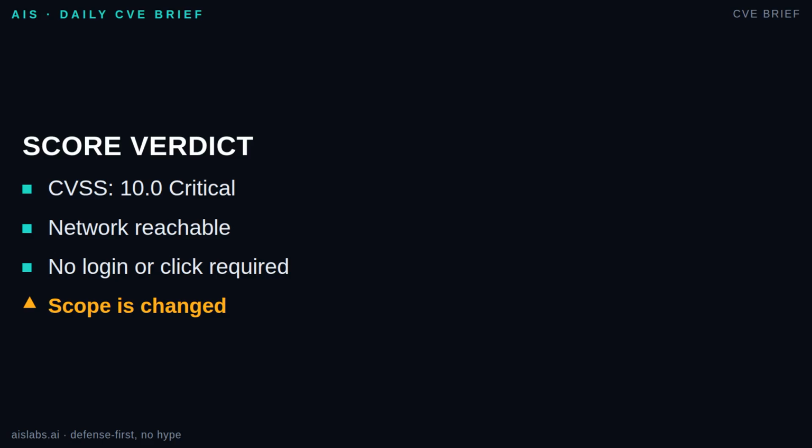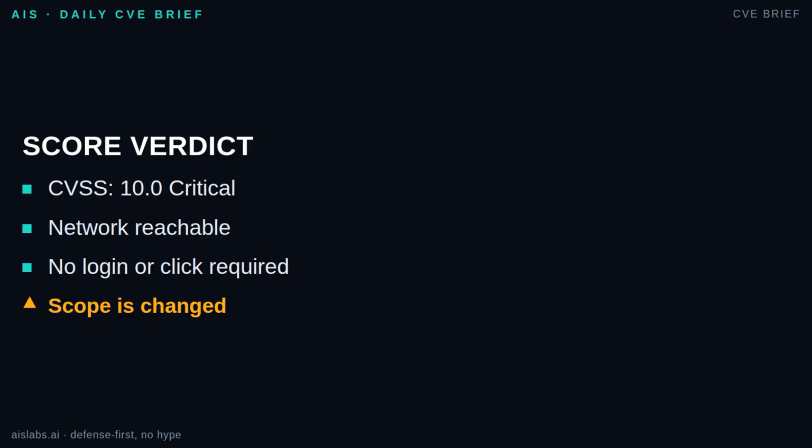The other important signal is that scope is changed. That means the impact can cross a security boundary from the vulnerable component into something beyond its normal authority model. Combined with high confidentiality, integrity, and availability impact, the score reflects the possibility of full compromise effects, data exposure, unauthorized modification, and service disruption.